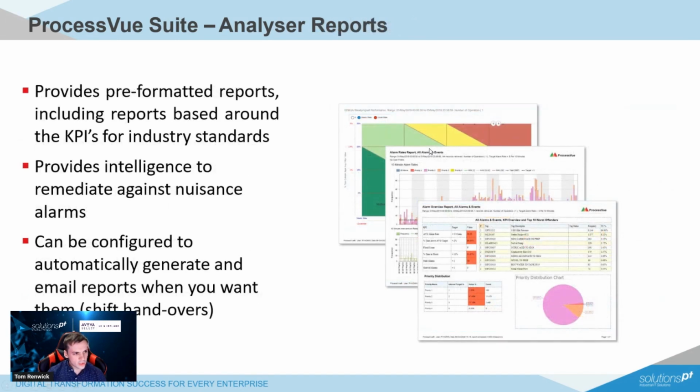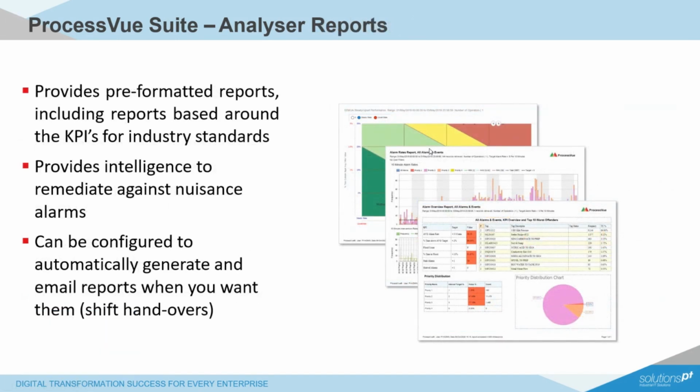The reporting has also been designed with these guidelines in mind, and there are over 30 reports out of the box. I'll be going through some examples of these reports and covering some of the most useful ones, such as the KPI report, which incorporates some of the other alarm details.